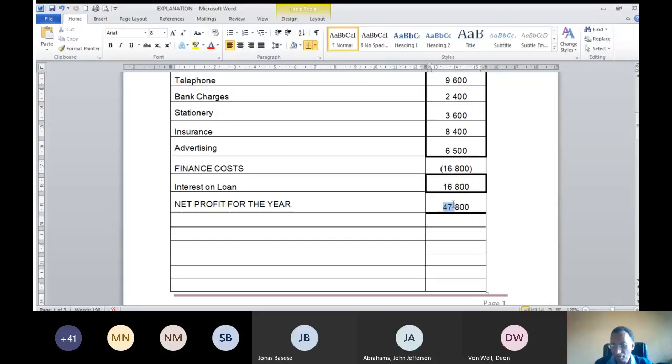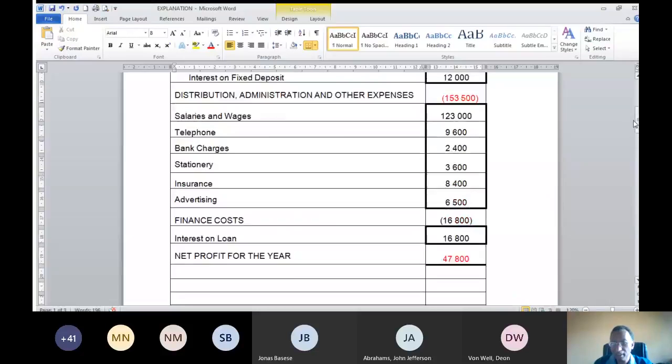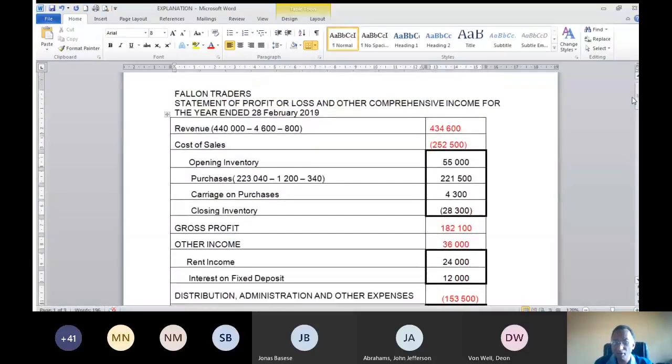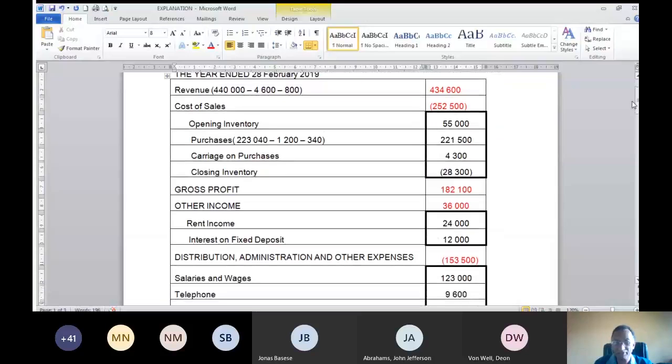First, calculate the amount, which is then the 47,800, and thereafter you will label that. And because that amount is positive, you will label it as the net profit for the year. If your final answer over here was a negative amount, you would have labeled it as the net loss for the year. Okay, guys, and that will take care of our statement of profit and loss and other comprehensive income.